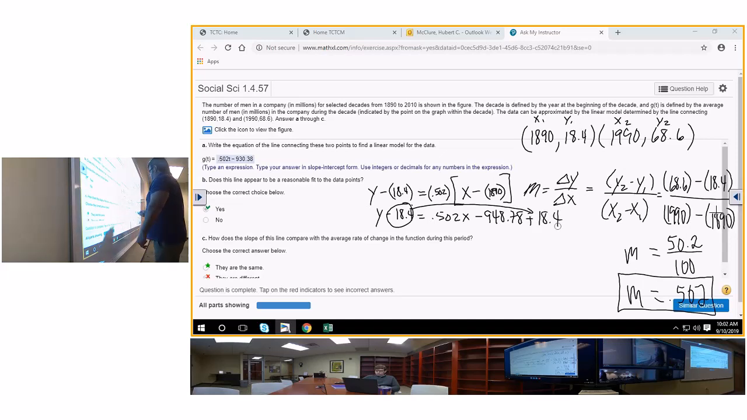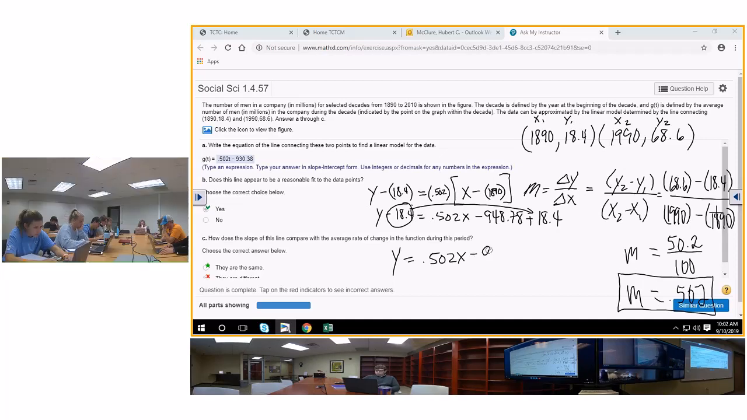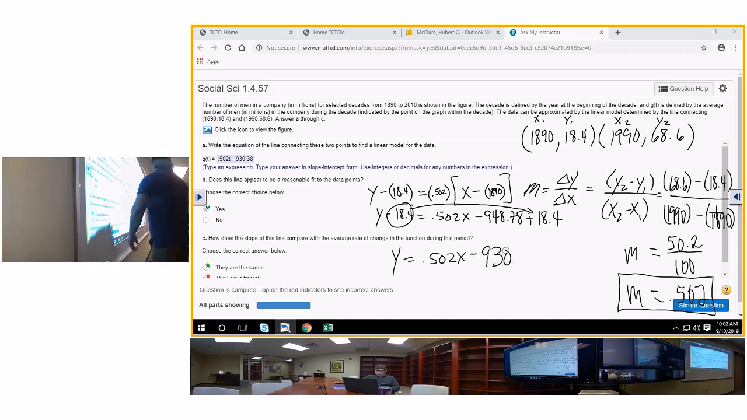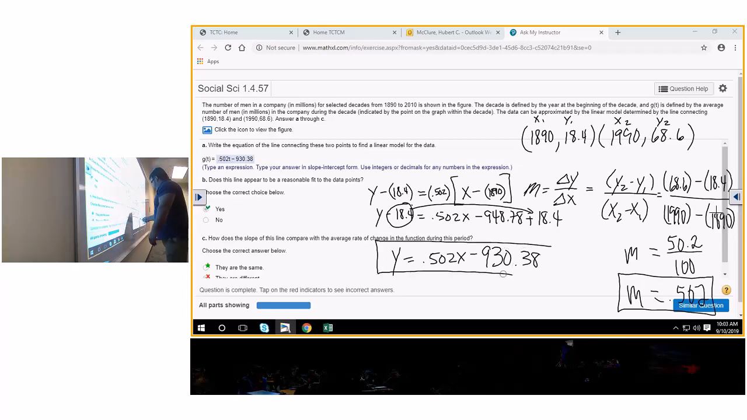and do that math, and you get y is equal to 0.502x minus what? 930 point something? 930 point what? 0.38? Somebody check me. That should be your answer.